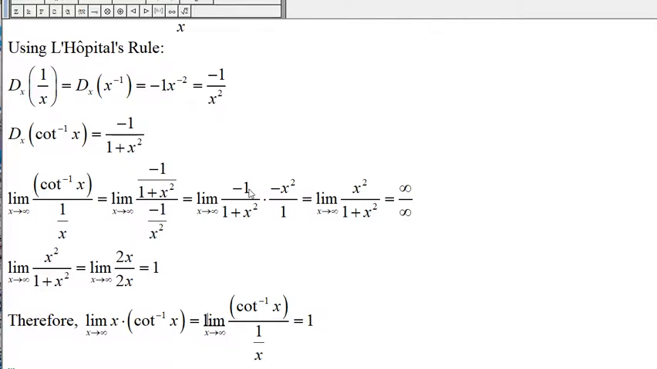And so now we get negative 1 over 1 plus x squared times the reciprocal, which is negative x squared over 1. Negative 1 times negative x squared is positive x squared. And then down here we get 1 plus x squared. And let x approach infinity, we get infinity over infinity.